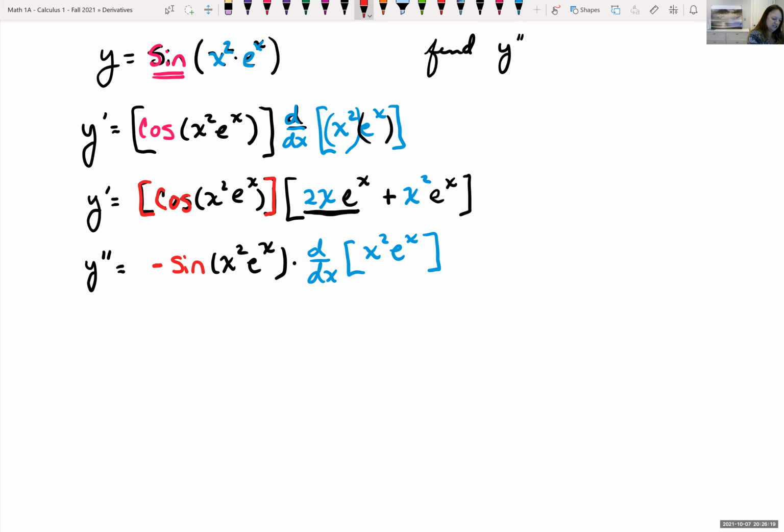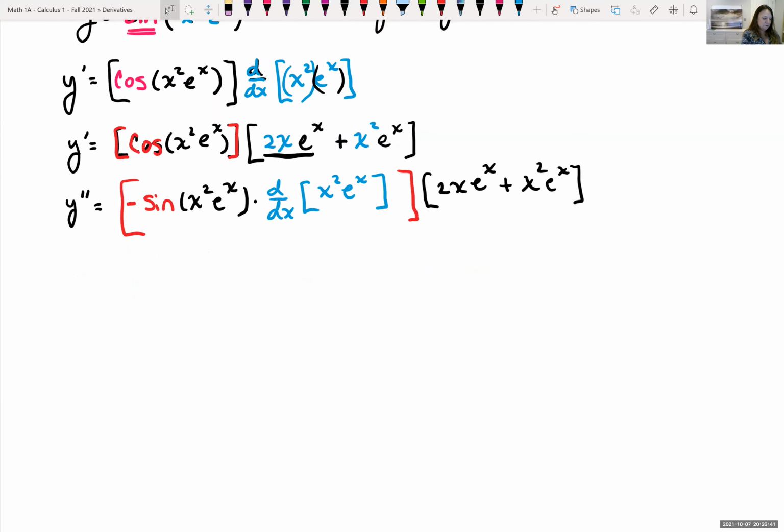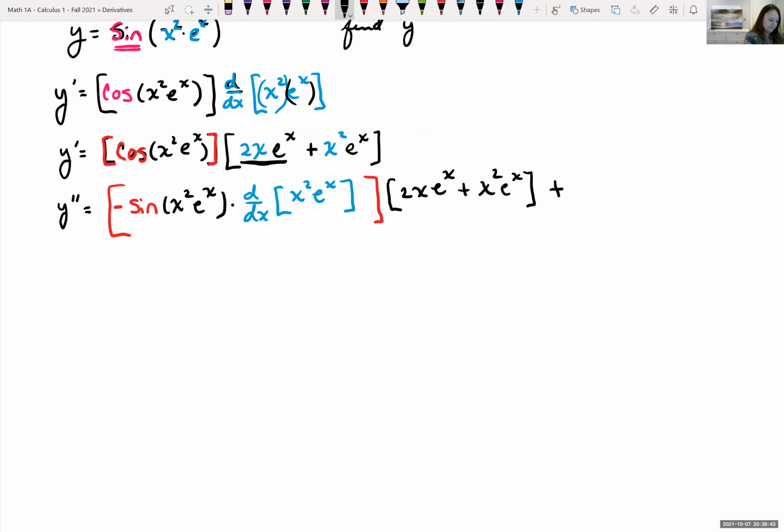That is just the derivative of my first function. So I have that times my second function, which is 2x e to the x plus x squared e to the x. So that's just the first piece of the product rule, plus the first function. So our first function is just that cosine of x squared e to the x.